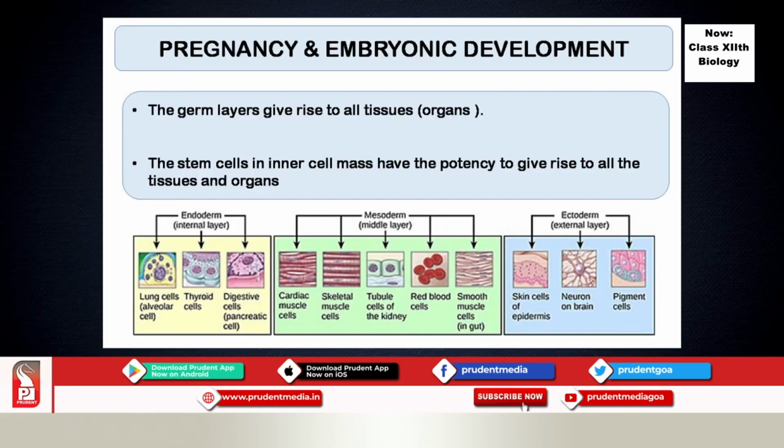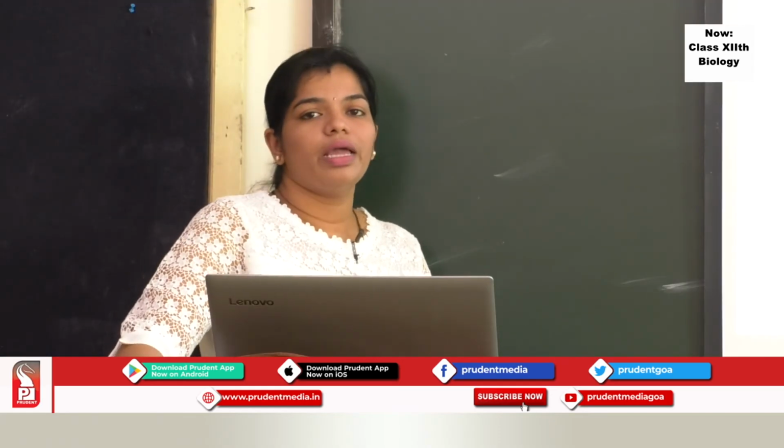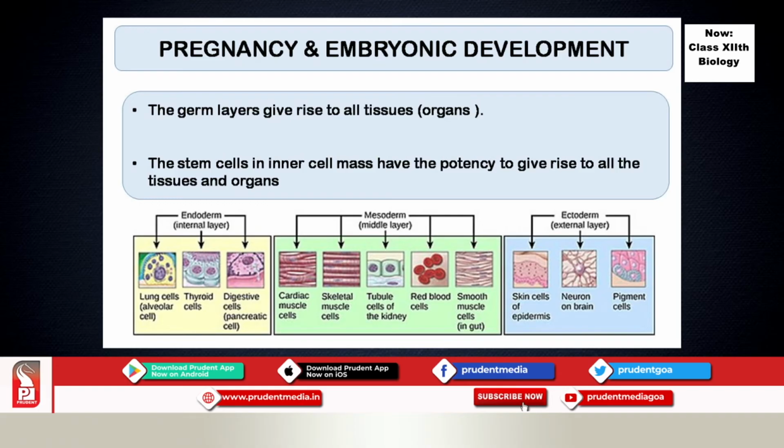Okay. The mesoderm, that's the middle layer, is involved in the formation of the skeletal muscles, cardiac muscles, then the blood cells, mostly the muscle cells and the blood cells. Whereas the ectoderm is the external layer, for example skin, neuron, pigment cells. All these are formed from the ectoderm.